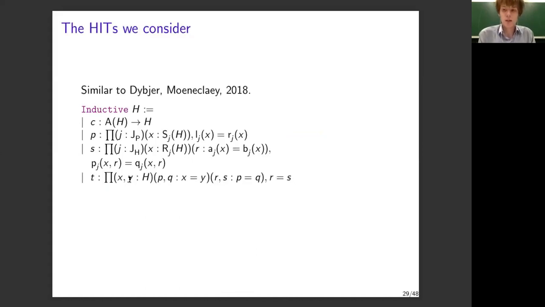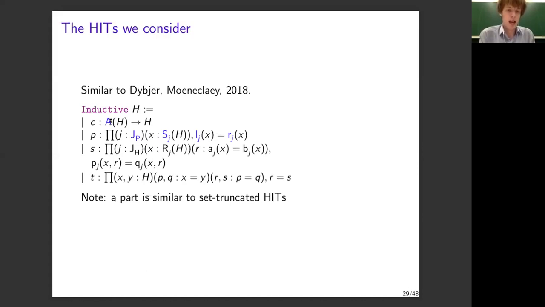The higher inductive types we consider in this case are of the following shape. This is similar to the work by Dybjer and Moenclaey in their MFPS paper. The higher inductive types are of the following shape. We have a point constructor, a path constructor, and a constructor for two-paths. And parts of this definition are similar to the higher inductive types in the set-truncated case, namely the point constructor and the path constructor.